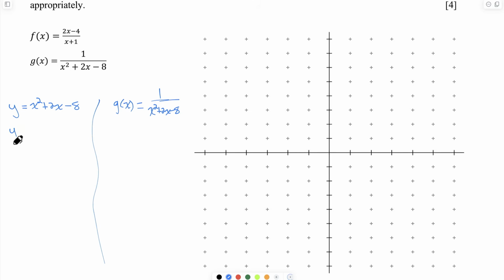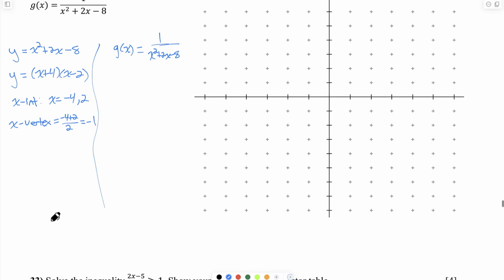The quadratic function, I could factor it to x plus 4 times x minus 2. So I know its x-intercepts are at x equals negative 4 and 2. I know its vertex is going to be in the middle of negative 4 and 2. So if I add those and divide by 2, I get negative 1. So the vertex is at an x-coordinate of negative 1.